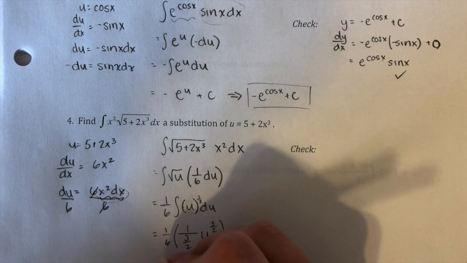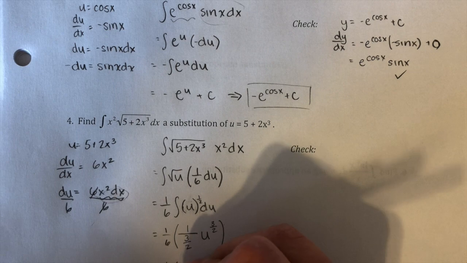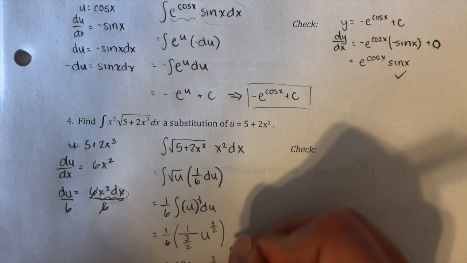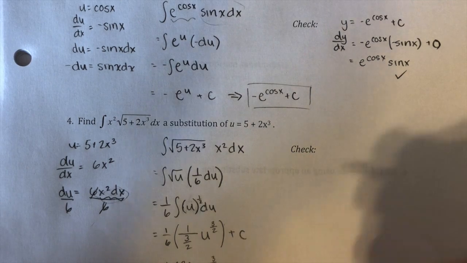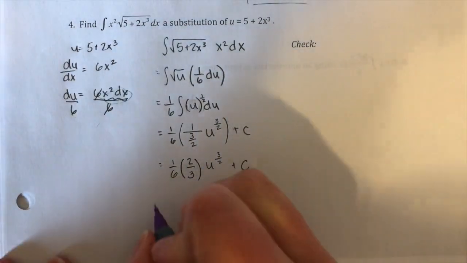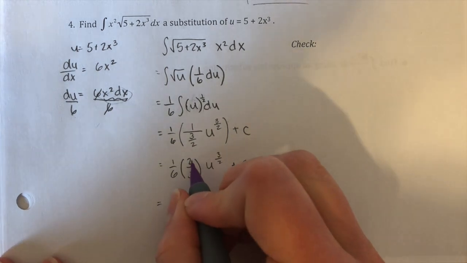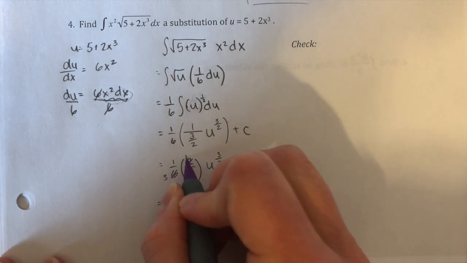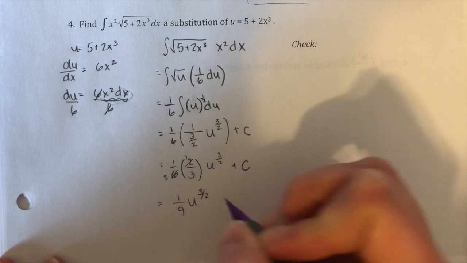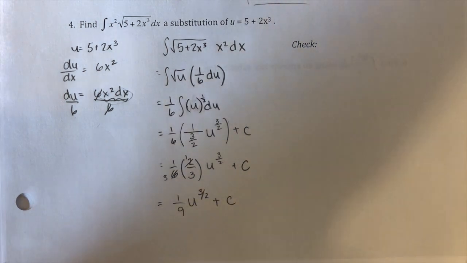So this is going to turn into 1/6. 1 over 3/2 is the same as 2 over 3. And I forgot my plus c. I tend to do that. So we can simplify that a bit. So we're going to have 1 over 9 u to the 3/2 plus c.